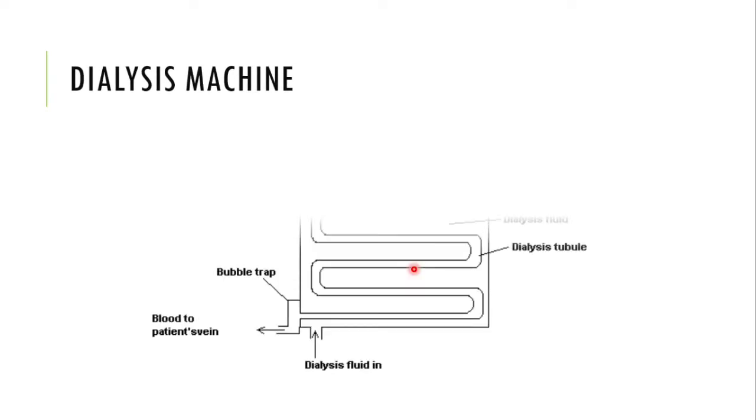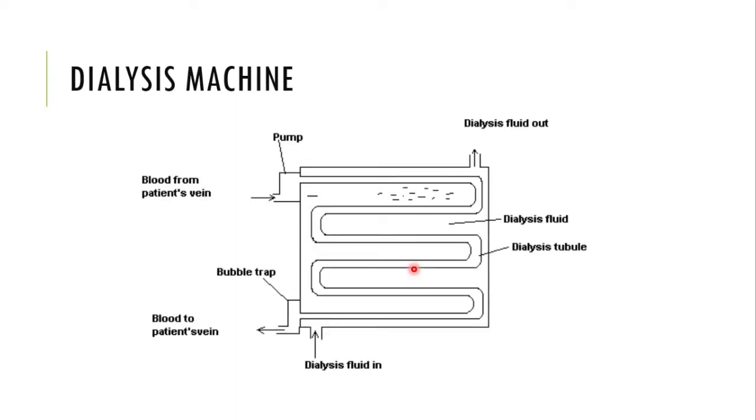Dialysis machine. Let's first look at the diagram of a dialysis machine. We've got a pump here, and then we've got blood from the patient's vein entering. Then we've got the dialysis fluid out, dialysis fluid in. This is the dialysis fluid.